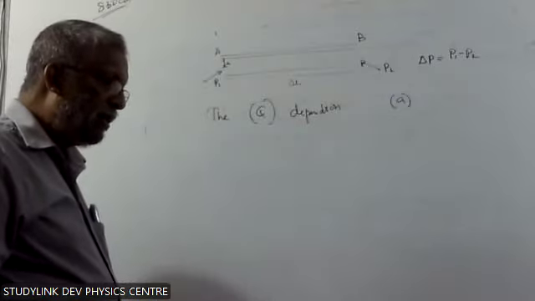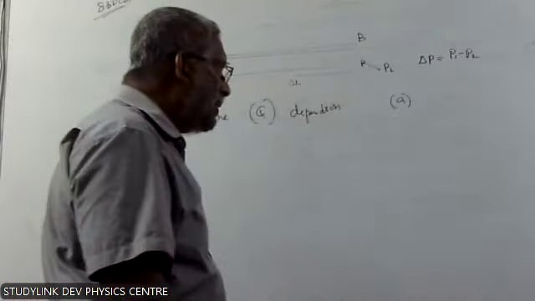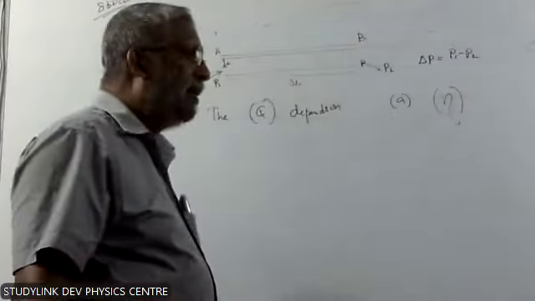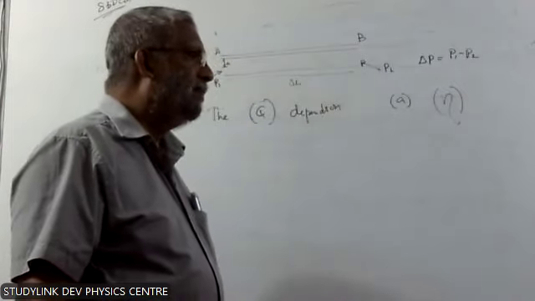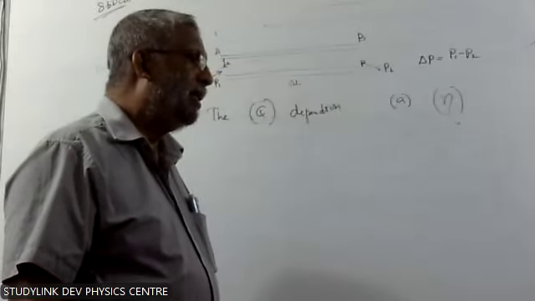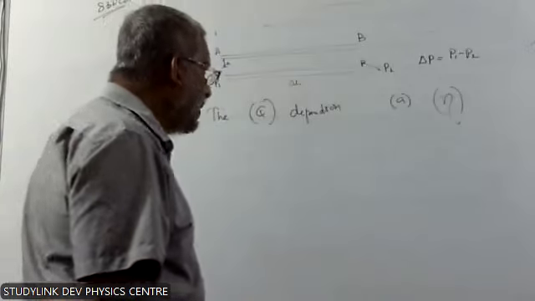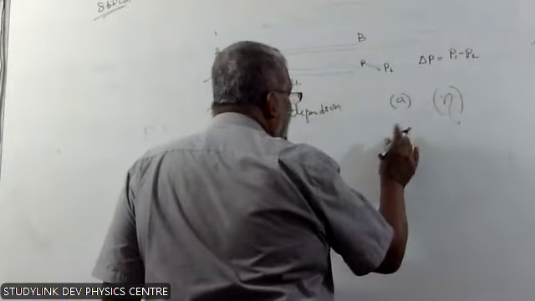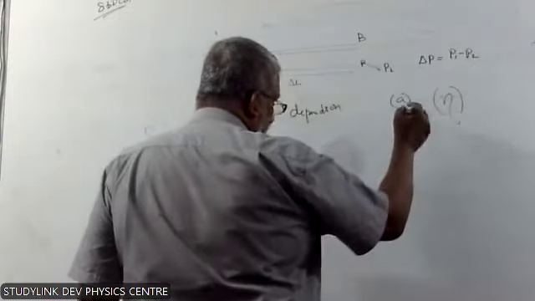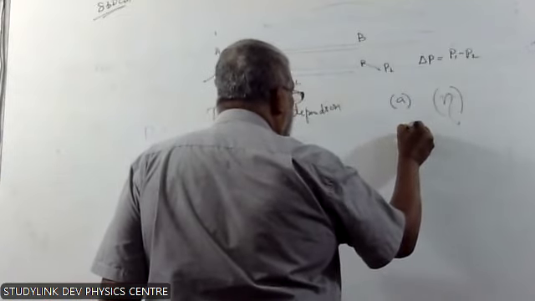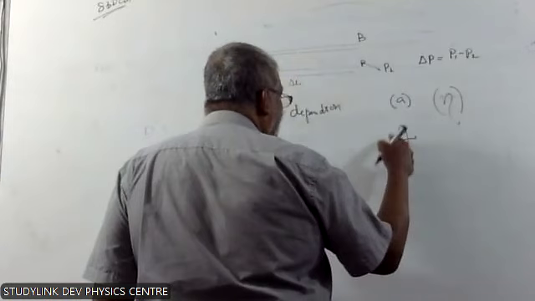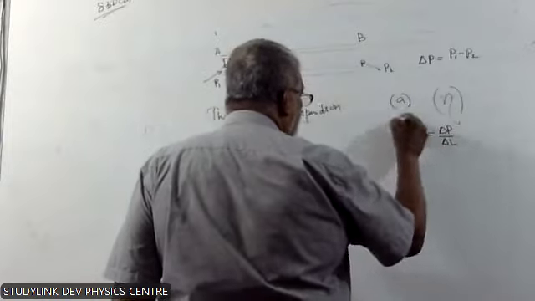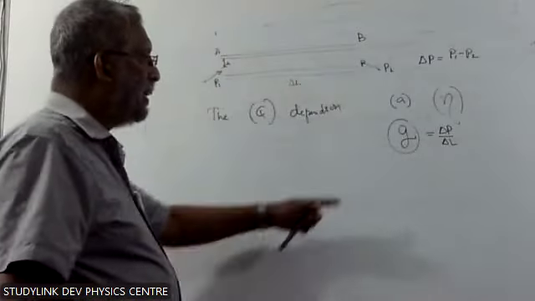The coefficient of viscosity of the liquid flows within brackets eta, and the pressure gradient of the flowing liquid. Normally, pressure gradient is denoted by curl G. G is gravitation acceleration. So you have to understand delta P over delta L can be written as this, within brackets curl G.